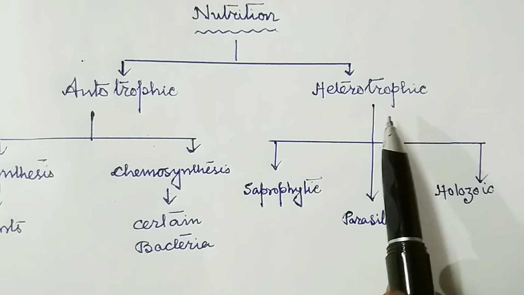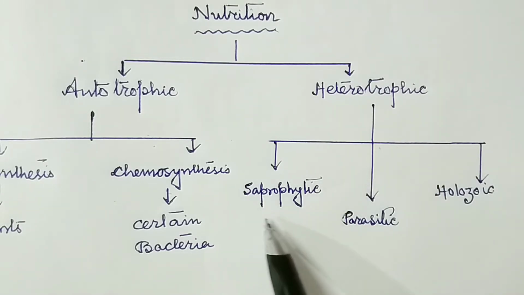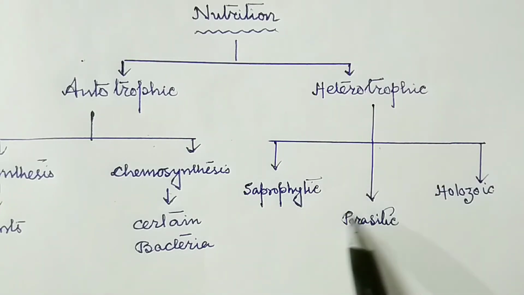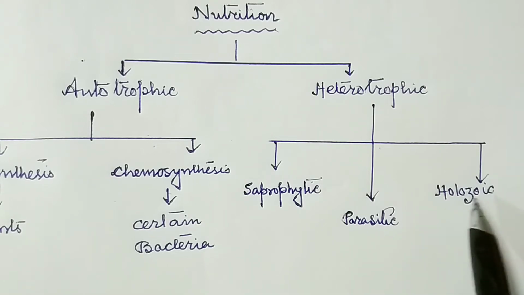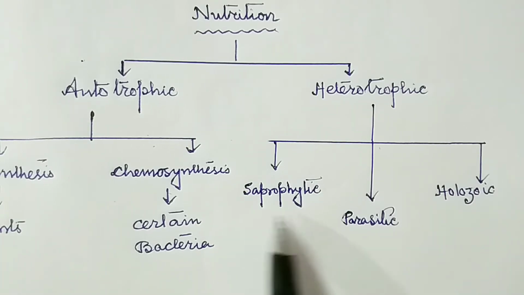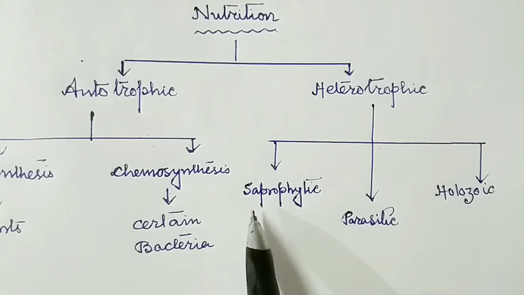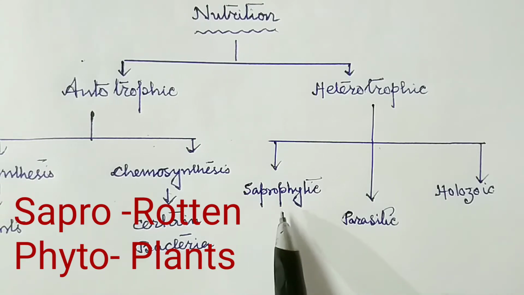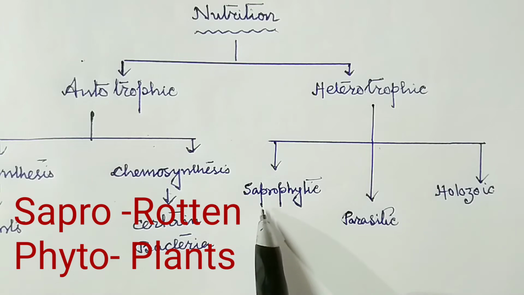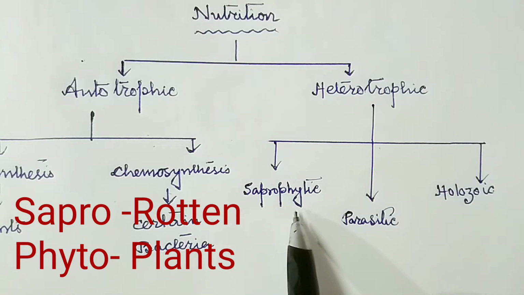Heterotrophic nutrition can be of three types. First one is saprophytic, second one is parasitic, and third one is holozoic. Now, what is the saprophytic mode of nutrition? This word saprophytic is derived from two Greek words. Sapro means rotten and phyto meaning plants.